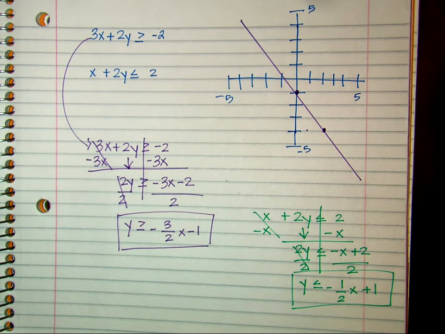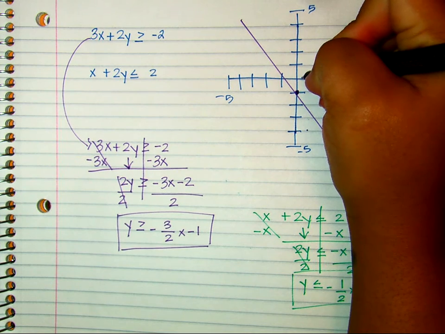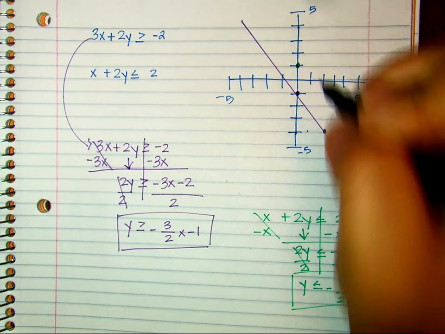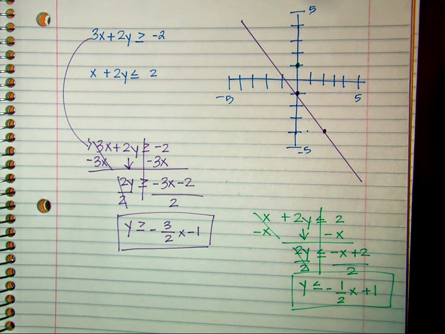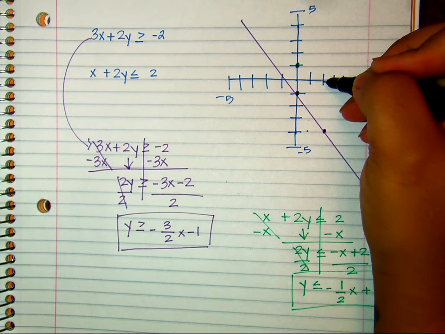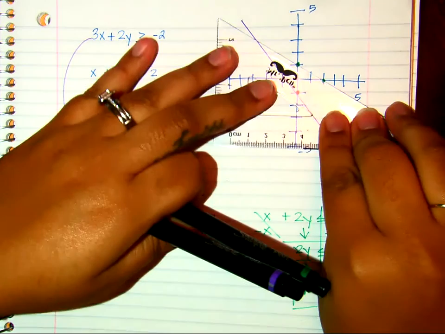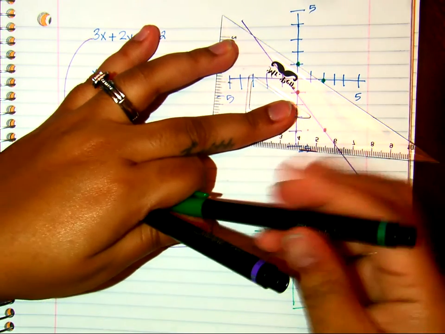Alright, and now for my second line, which is green, my intercept is positive 1, so I'm going to start here and go up 1. And my slope is negative 1 over 2, so I'm going to go down 1 and then over positive 2: 1, 2. And I am going to draw this line.